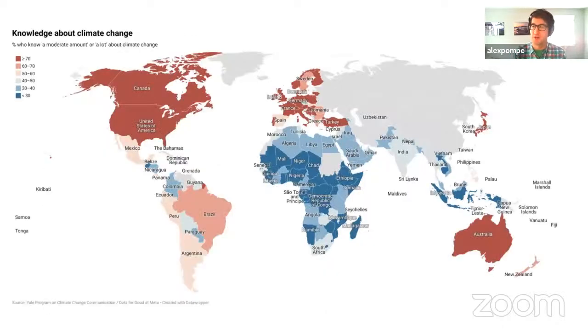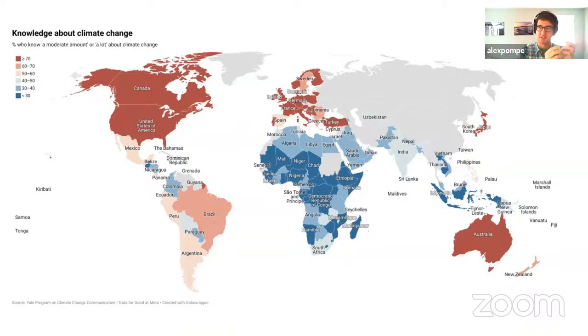So here, first we can assess how many people respond that they know a moderate amount or a lot about climate change. We can see the results here shown, that it is very heterogeneous across the world, how much people on Facebook respond and assess their own knowledge about the topic.